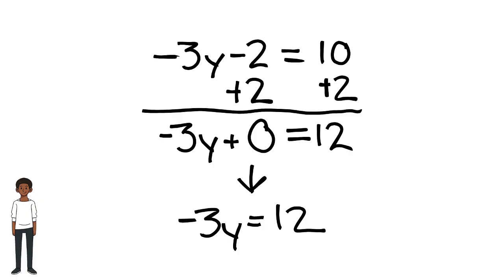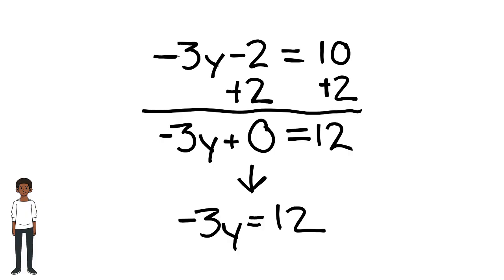Negative 3y minus 2 equals 10. The steps remain identical, even though we now have negative numbers involved. First, identify the outer constant term. Negative 2. To cancel out a negative 2, we perform the inverse operation and add 2 to both sides.